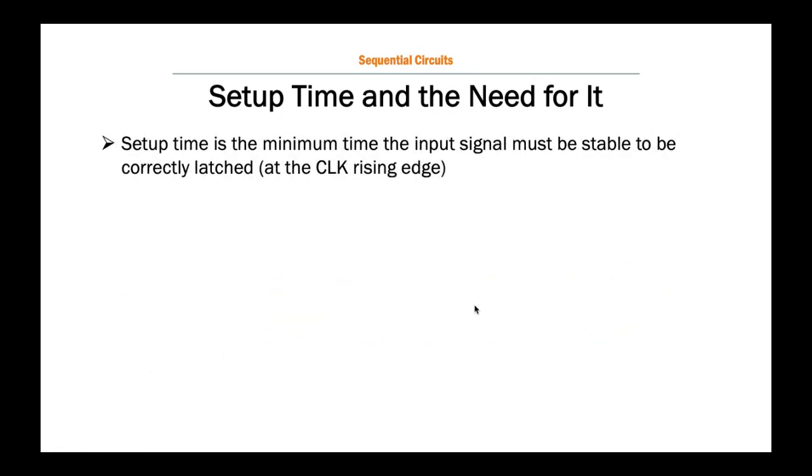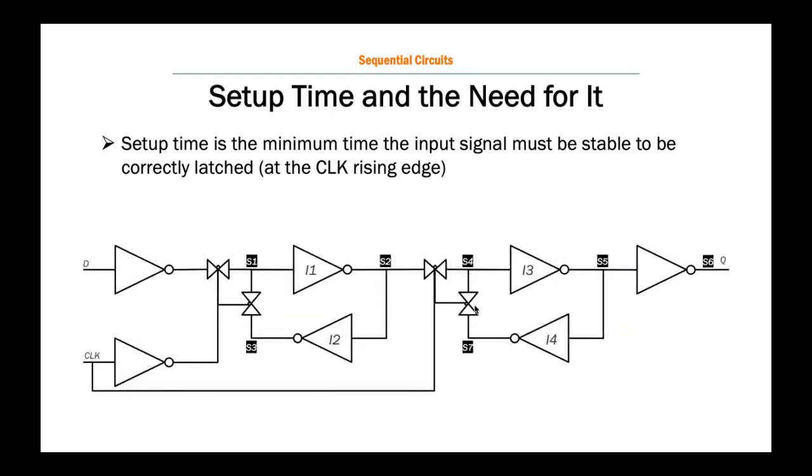Okay. So now let's talk about the setup time and the need for it. The setup time, by definition, is the minimum time the input signal must be stable to be correctly latched at the clock rising edge. Let's see it. What we're saying is, here's my clock, right? If we go back to our abstraction, just for a second, imagine the abstraction. So this whole thing was just a block. I had a clock, I had D, and I had Q. Theoretically, I expect that at the rising edge of the clock, the value of D is copied to Q.